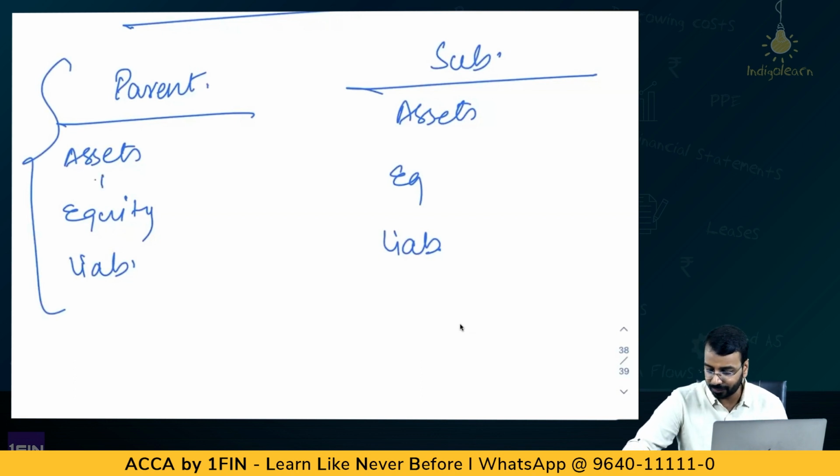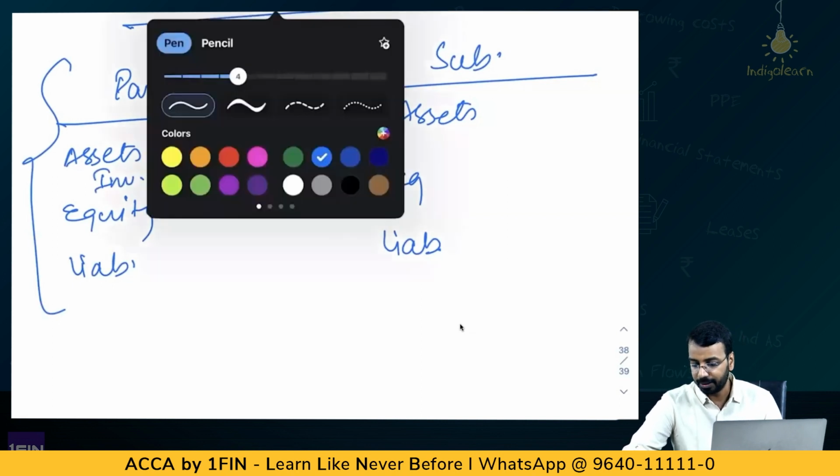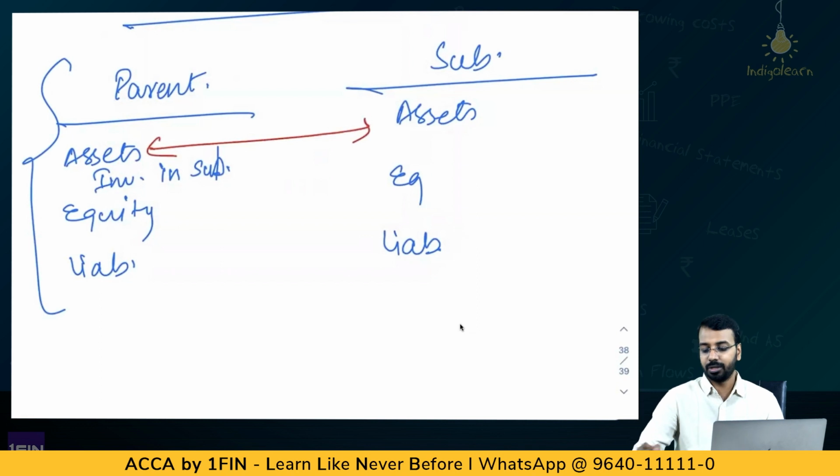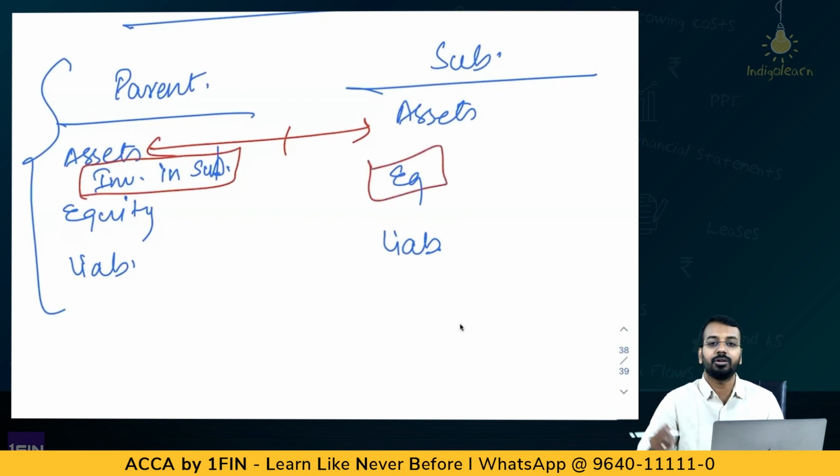Now under assets you have something called investment in subsidiary here. Okay. Now when you consolidate the financial statement, the balance sheet for now, you take assets and merge them together. So asset plus asset. Investment in subsidiary is removed, and this equity is also removed.